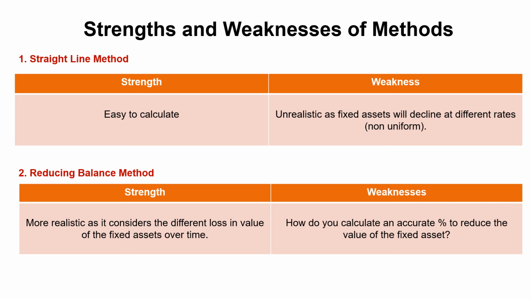Reducing balance, again, more realistic. It looks at individual assets and the fact that they lose different amounts of value at different stages of life. But as with intangible assets, how do you accurately calculate a percentage which reflects the true loss in value for that particular asset? You cannot just say every car will lose X percent per year. Now, that covers it all.